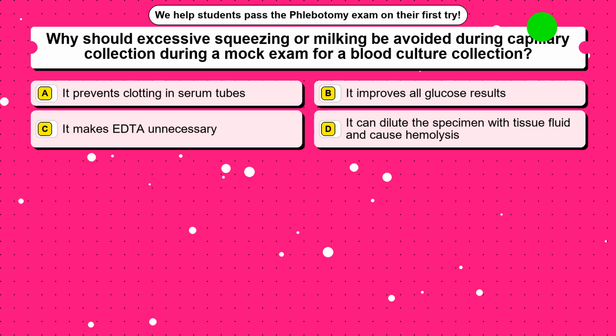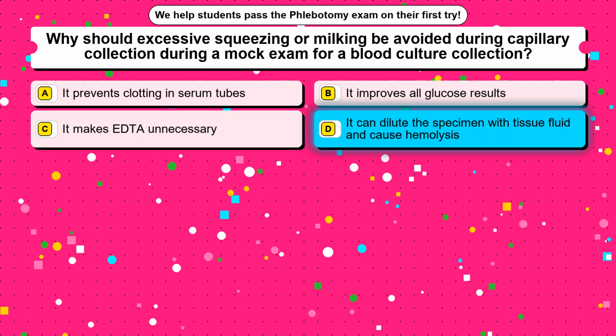Question 54. Why should excessive squeezing or milking be avoided during capillary collection during a mock exam for a blood culture collection? Option A. It prevents clotting in serum tubes. Option B. It improves all glucose results. Option C. It makes EDTA unnecessary. Option D. It can dilute the specimen with tissue fluid and cause hemolysis.